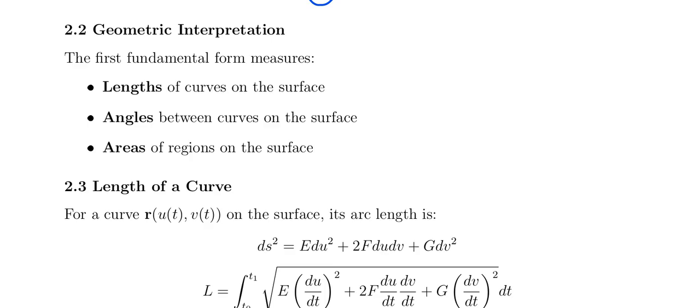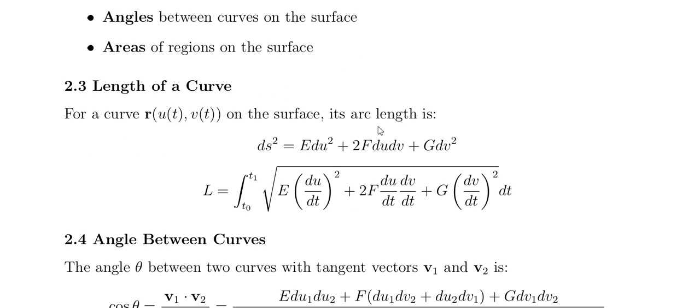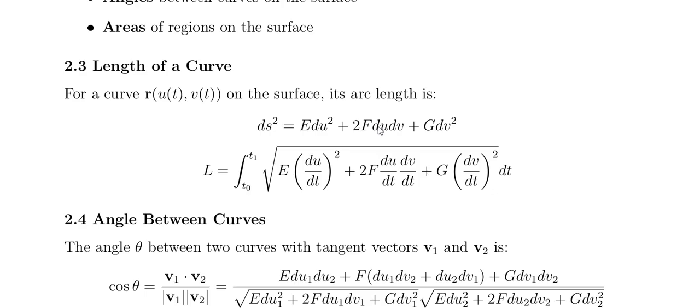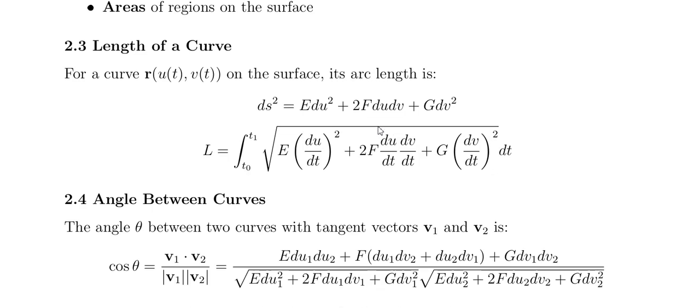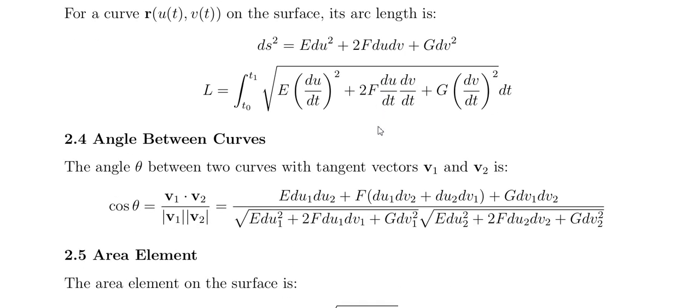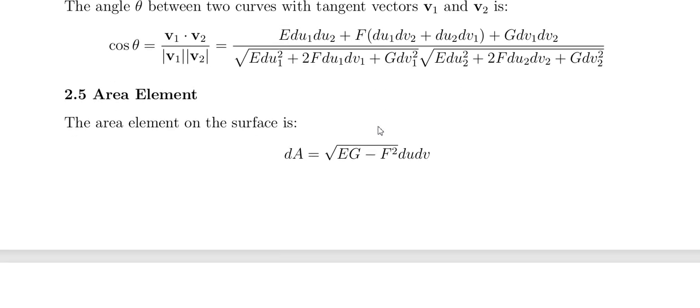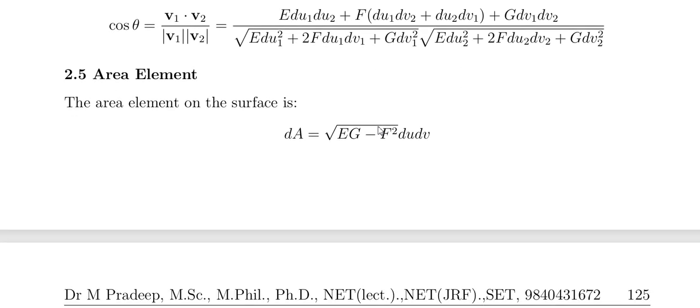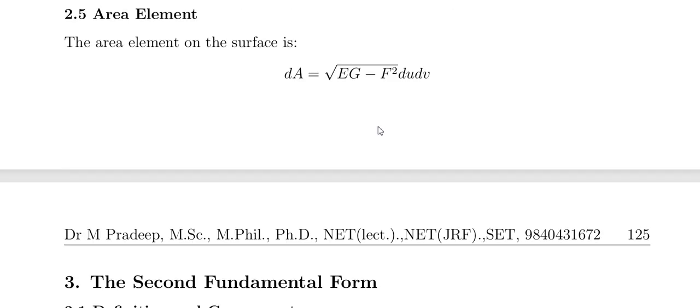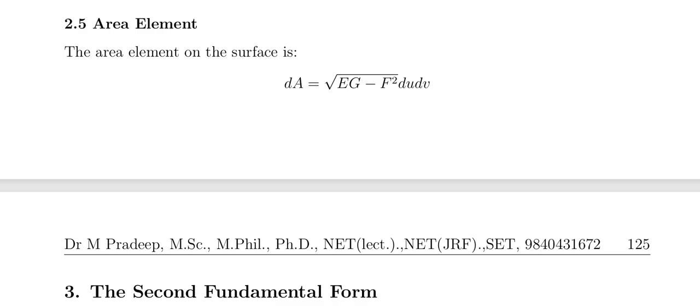Length of the curve r(u, t) on the surface, its arc length L equals this formula. The angle between: cos theta = v1 dot v2 over the magnitudes of v1 and v2, the vectors. Substitute them and you get this structure. That is very important. The area element dA equals, all of this is very important and must be studied, dA = square root of (EG - F square) du dv.